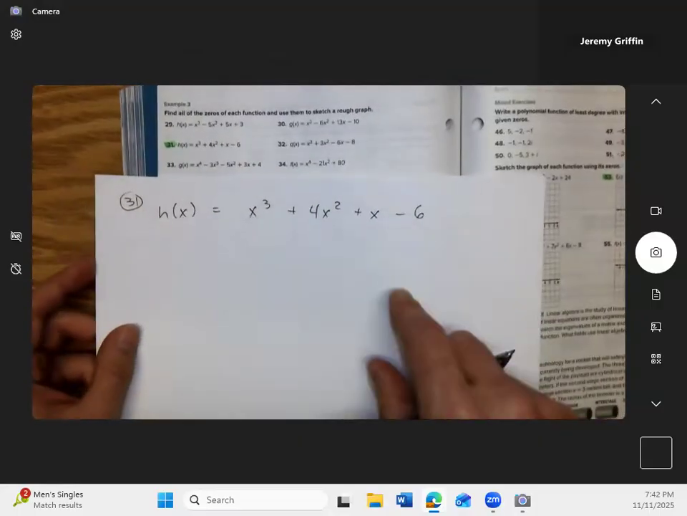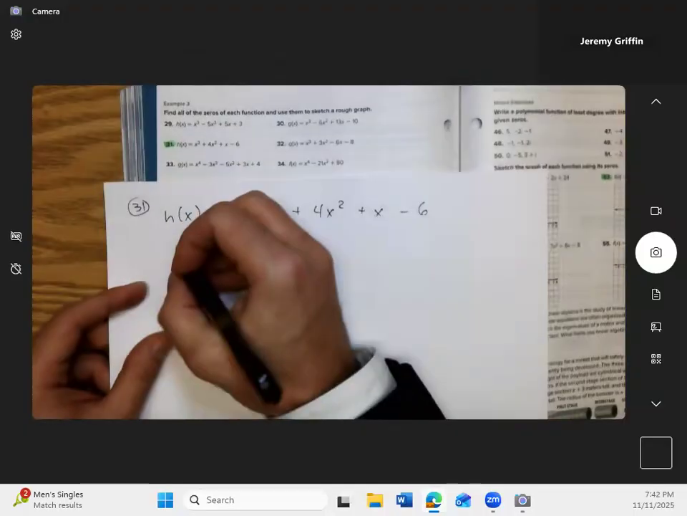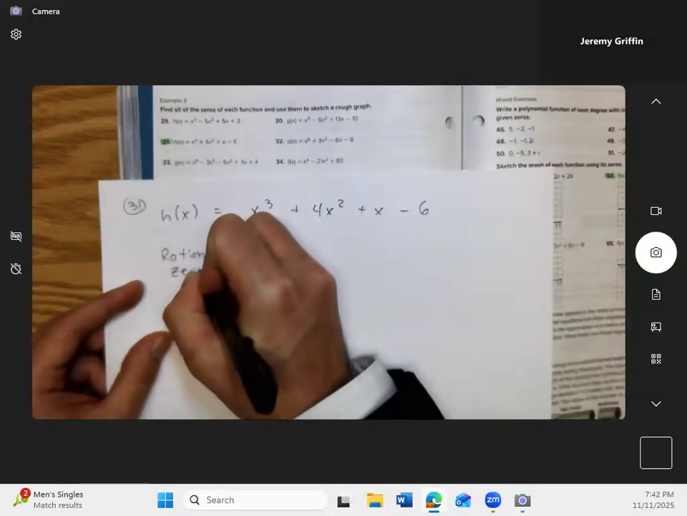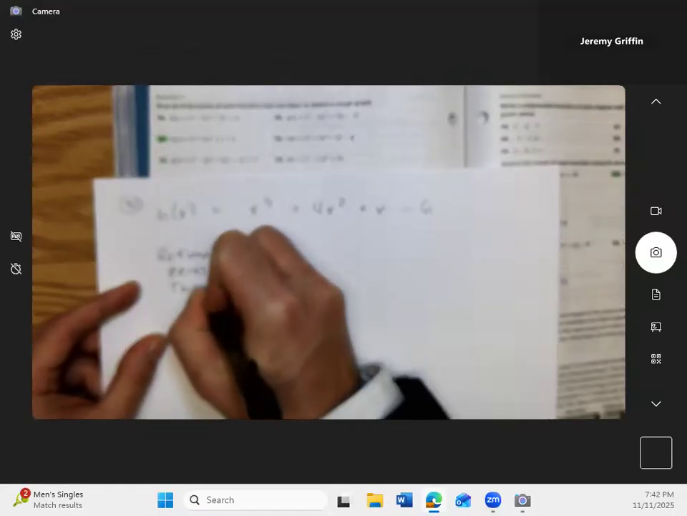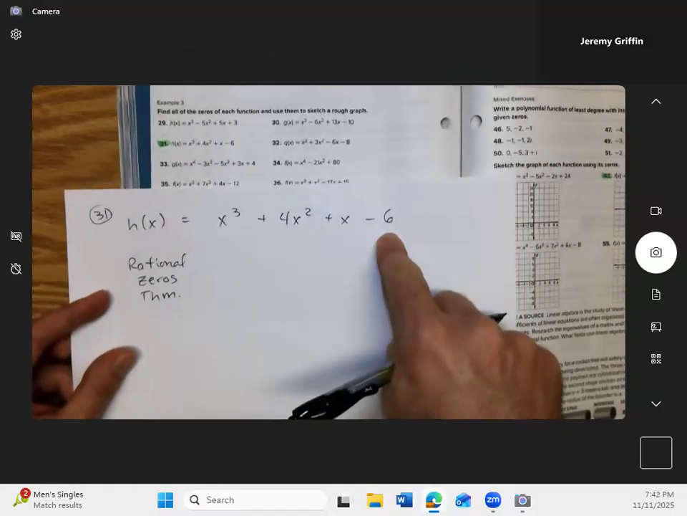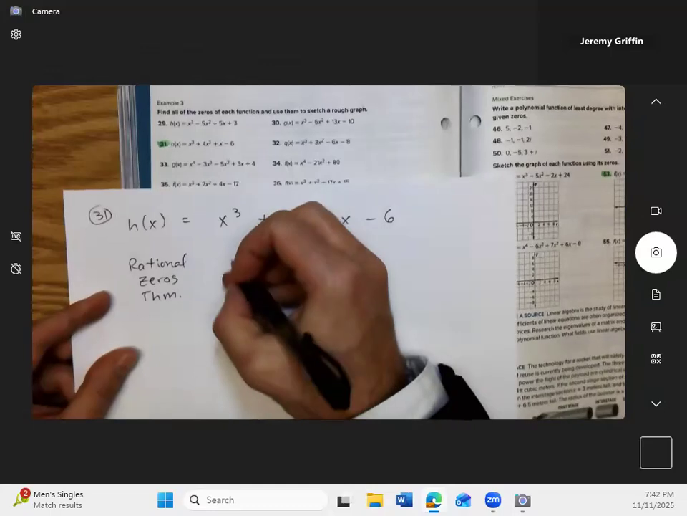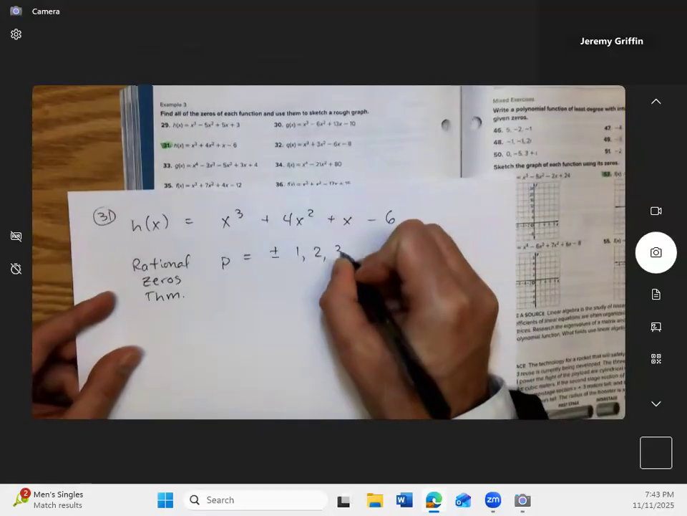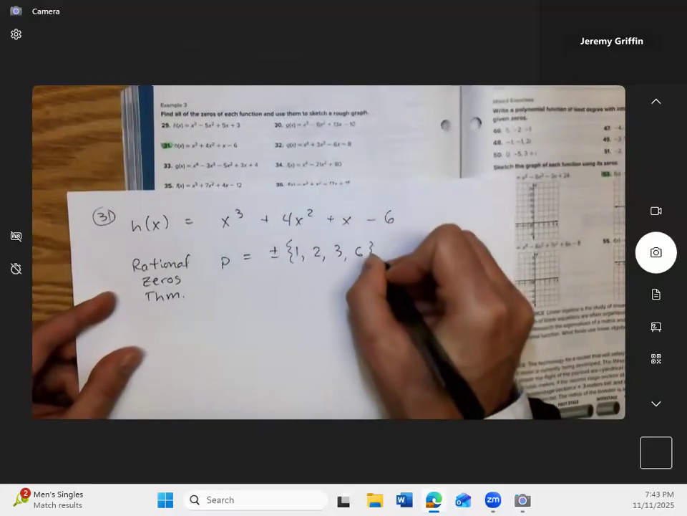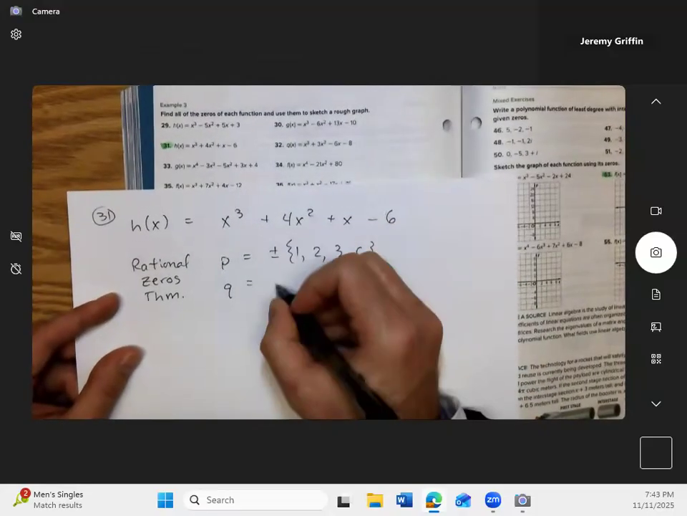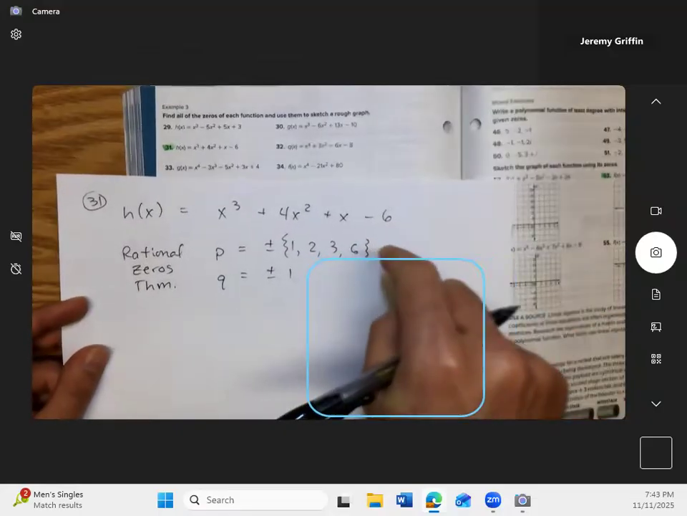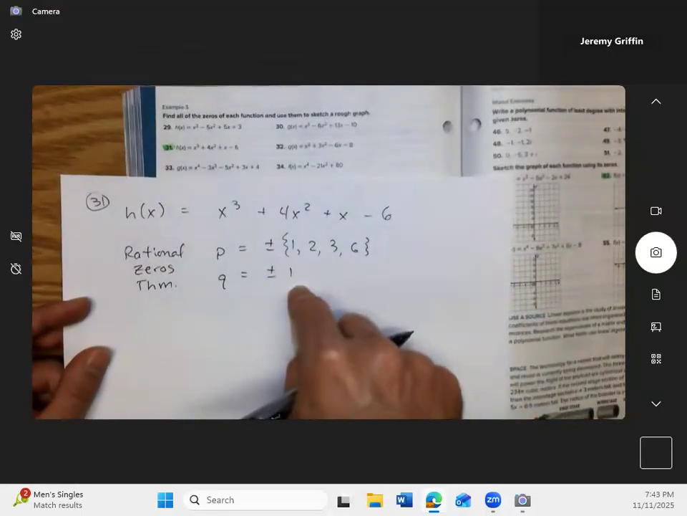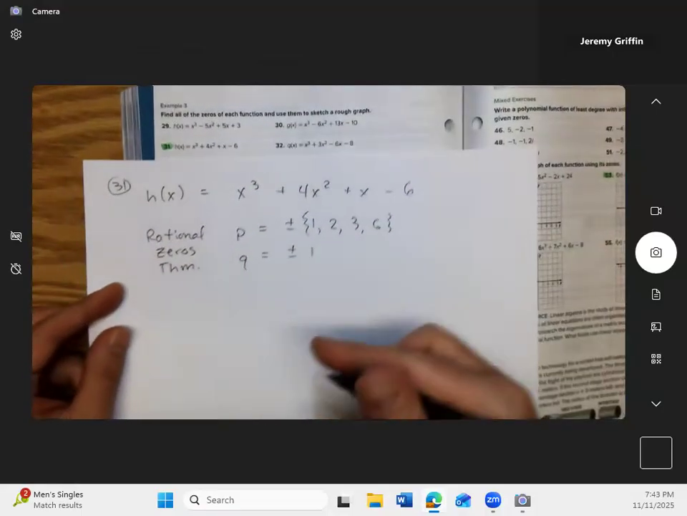But I do remember the rational zeros theorem. Okay, I'll spell it out. Rational zeros theorem. So we can do factors of 6 over factors of 1. So P could be plus or minus 1, 2, 3, 6, and my Q is just plus or minus 1. So take each of these 8 values, because 2, 4, 6, 8, because plus or minus, divided by 1. So it's going to give me 8 numbers I can start hunting around.